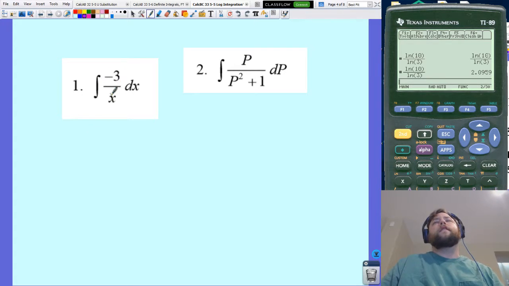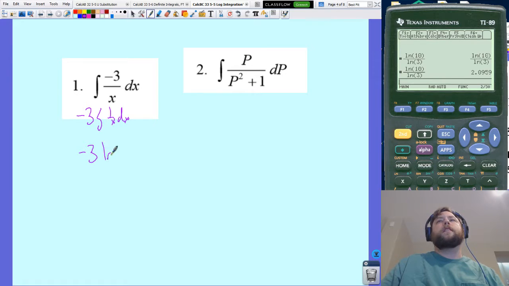So the integral of negative 3 over x: you can think of this as taking the negative 3 to the outside of the integral of 1 over x dx. So the antiderivative is negative 3 ln of the absolute value of x plus c.